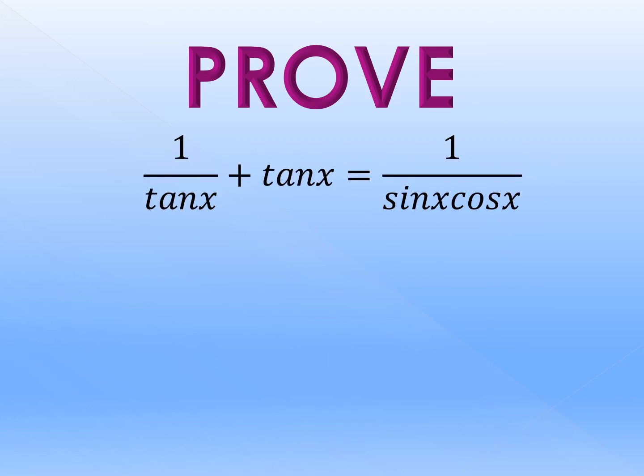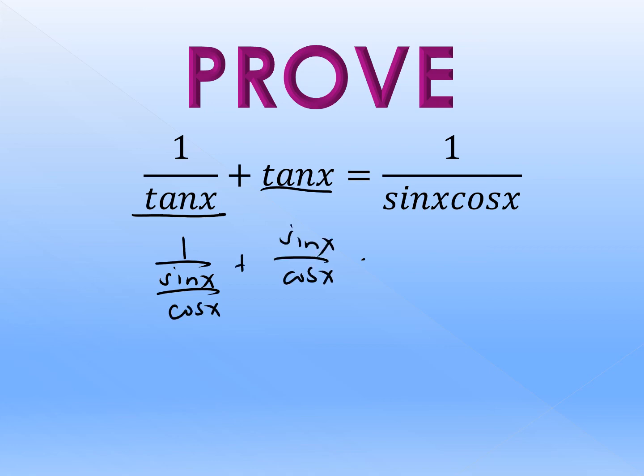Let's try another example. So in this example, we're going to change tangent in terms of sine and cosine. So we're not going to simplify the right side. What are we going to do? We're going to simplify 1 over tan x plus tangent x, and we need to prove that it's equal to 1 over sine x cos x. So by quotient identity, tangent is equal to sine over cos. So we're going to have sine x over cos x plus sine x over cos x is equal to 1 over sine x cos x.